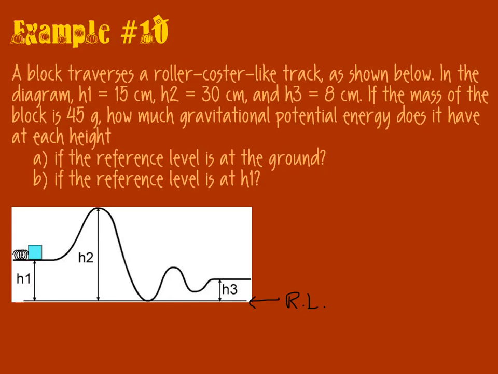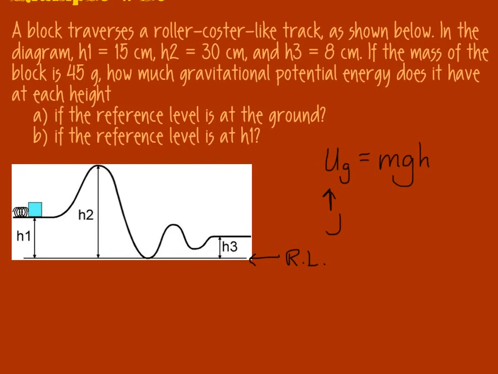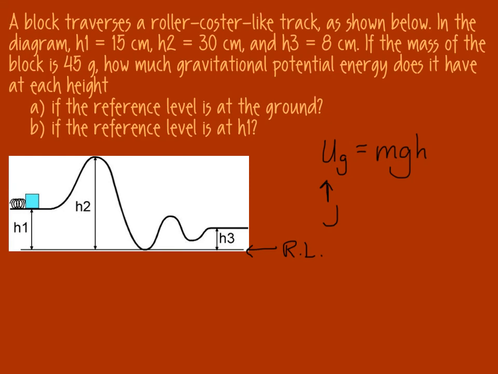So in each case, we'll be using the equation gravitational potential energy is equal to mgh. And like you could probably guess, our mass in this equation has to be in kilograms. Our value for g has to be in meters per second squared. And our height has to be in meters. That all works out so that our gravitational potential energy is measured in joules, just like any type of energy that we ever use for physics. And so we'll start off calculating how much energy it has at h1.